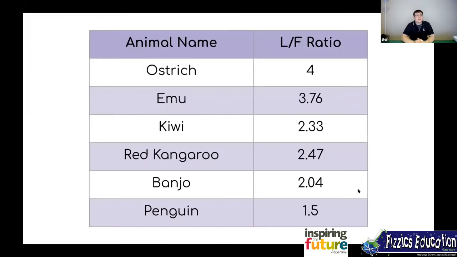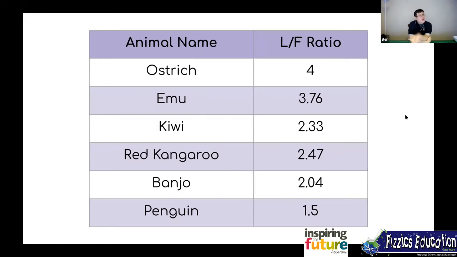I just want to show you the answers that we got for a few animals that we know. The ostrich actually has a number of about 4, which is pretty fast. Emus, we know are fast as well, 3.76. Kiwi birds in New Zealand, I didn't think they were that fast, but apparently they are, especially for their size, at 2.3. A red kangaroo is 2.5, although a kangaroo is a bit funny because it doesn't run, it hops. Banjo is about 2, so we still expect it to be pretty fast. Wait a minute, a penguin. A penguin's 1.5, about the same as us.